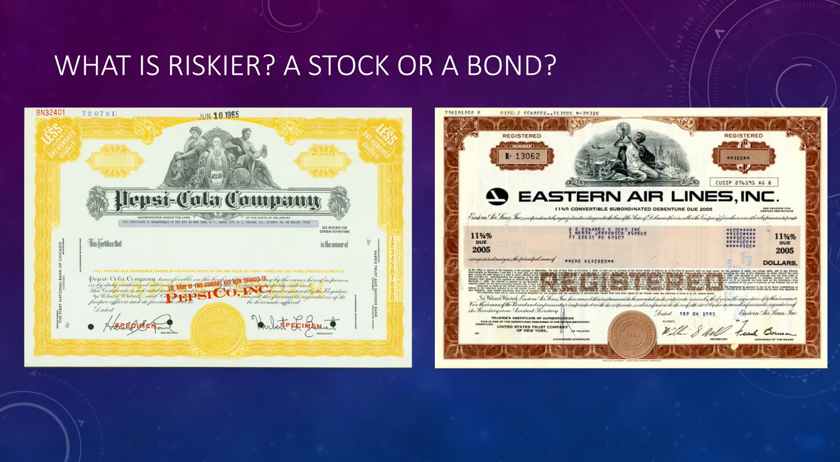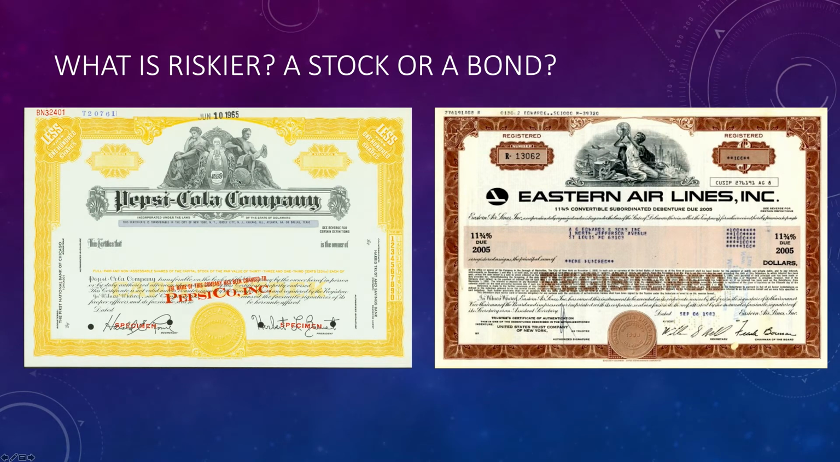Basically, when Eastern Airlines filed bankruptcy, bondholders got back something as all those planes and other assets of the company were sold off, but stockholders typically get zero, and in that case, they got zero as well. So basically, bonds are more risky. Stocks also, the value of stocks can go up and down dramatically.